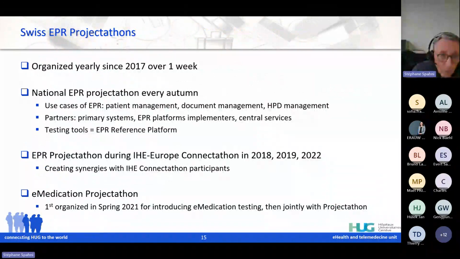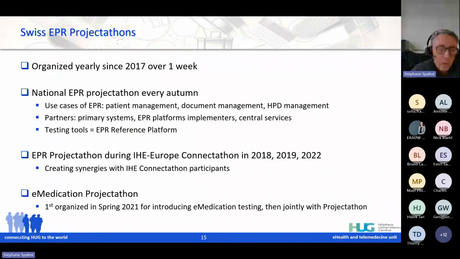The Projectathon itself is organized every year since 2017, one week like the Connectathon. It's in autumn, and the key use cases we're testing are patient management, document management, and healthcare professional directory management. The participants are a few primary systems, EPR platform implementers, and central services. We are trying to get more and more primary systems so that they can also validate their implementation.